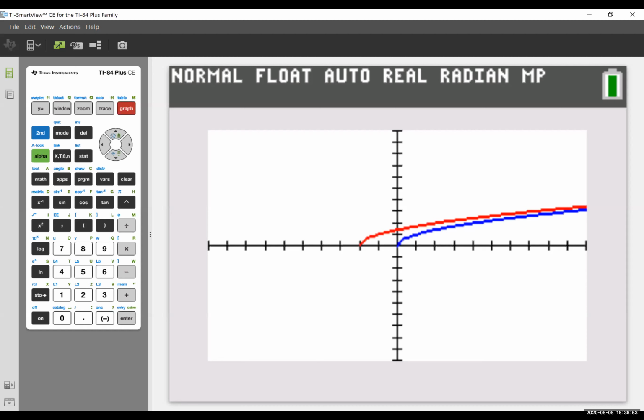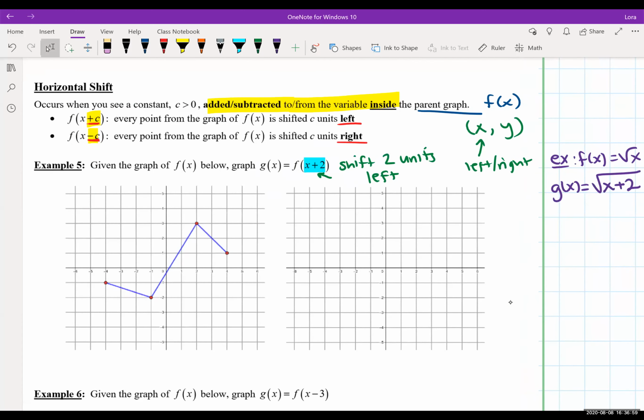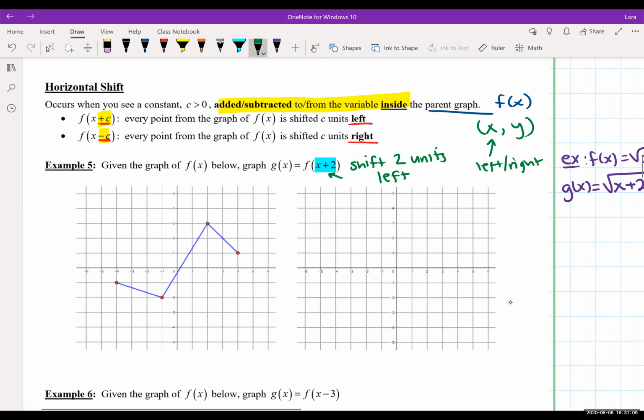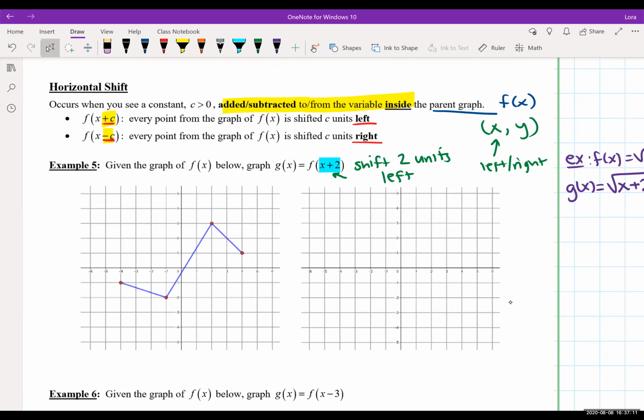So let me see if I can get this for you. All right, so to describe our particular graph, it's the opposite of what we see. So we say +2, but we're really shifting 2 units to the left. We will just take every single point from our f of x and move it 2 units to the left. So the x values are changing. That means -4, -1, if we move 2 units to the left, is going to be -6, -1.